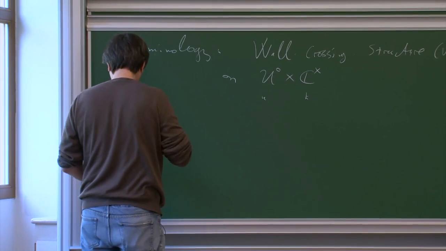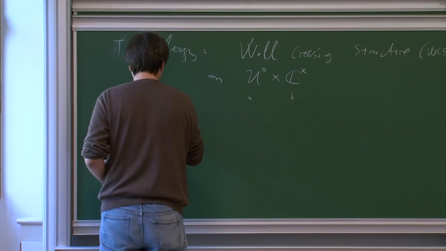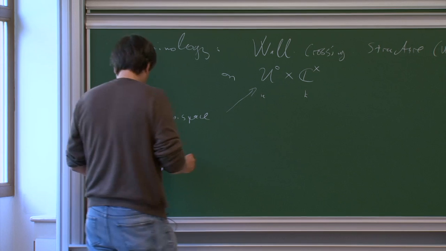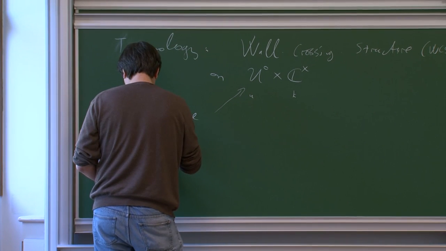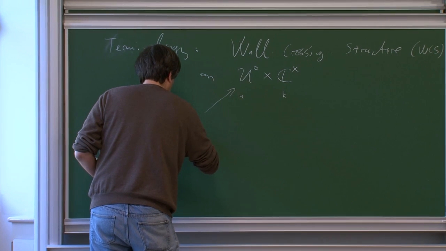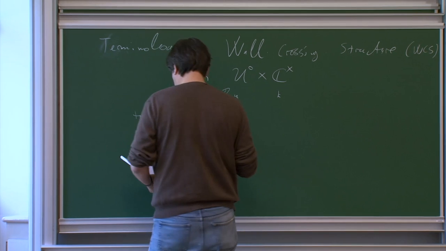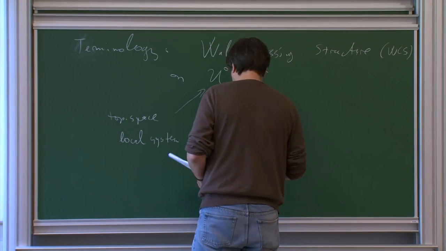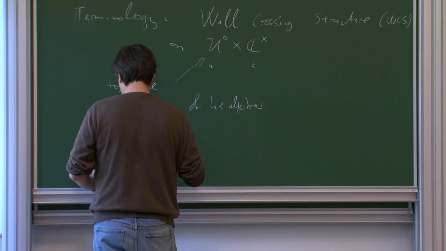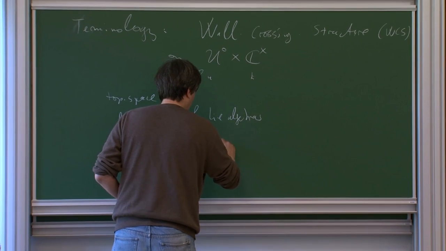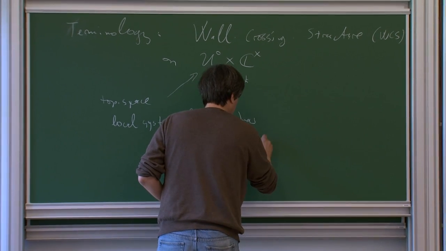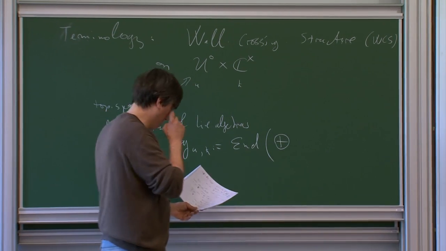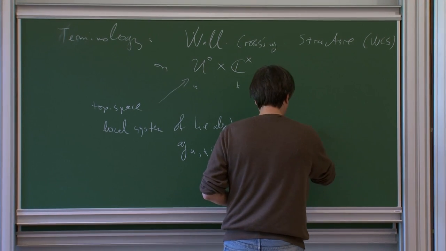The wall crossing structure is the following. You get a certain topological space, like this, and you get a local system of Lie algebras. Now, for example, here, what will be the Lie algebra? G, depending on U, h bar, will be defined by its endomorphisms. Consider endomorphisms of a direct sum.